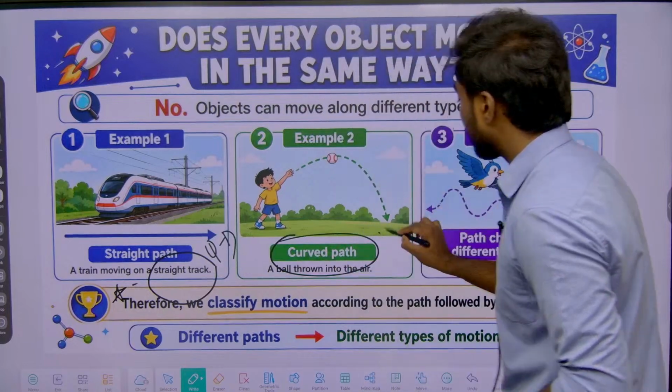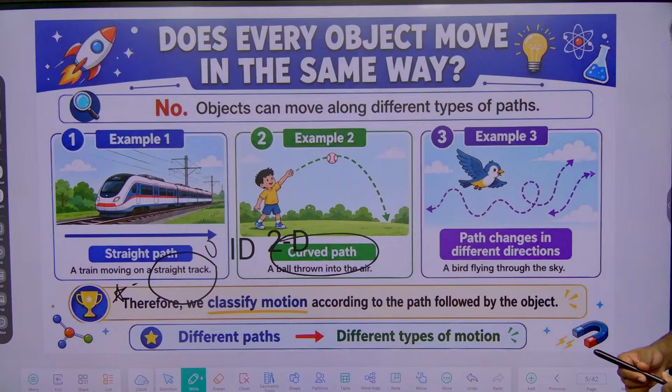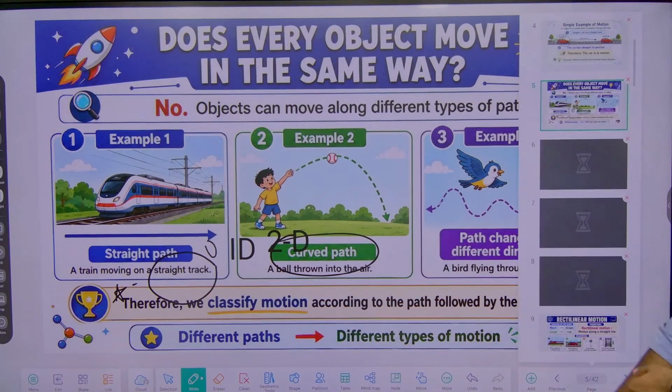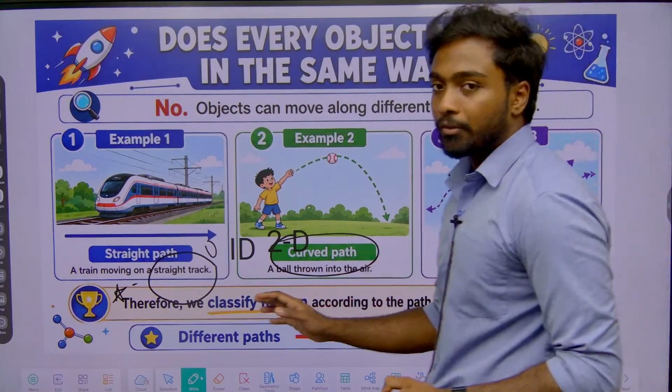And what about this one? This is two dimensional motion. Okay, 2D we will say. So one dimensional motion, two dimensional motion. Any doubt in this? This is one of the important points we need to remember.